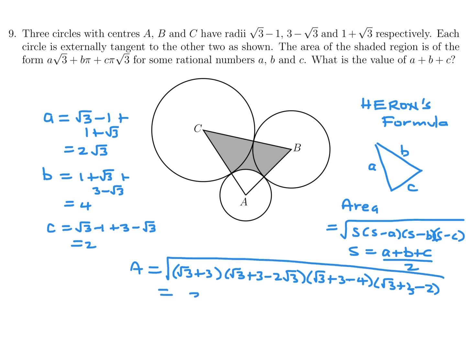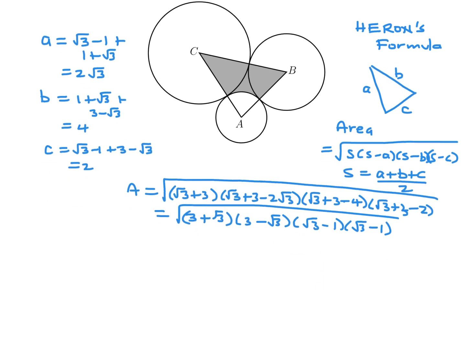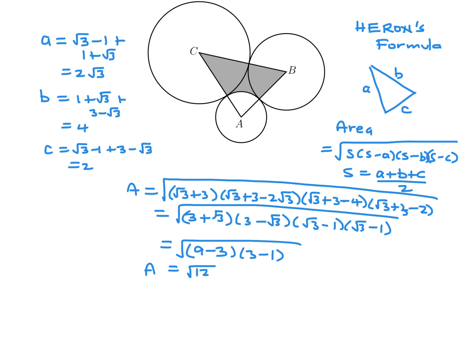And if I rearrange this, it'll be 3 plus root 3, and then if I do all the other ones, 3 minus root 3, root 3 minus 1, or root 3 minus 1. Okay, that's pretty decent. So this is basically 9 minus 3 times 3 minus 1, and that looks to me like 6 times 2, so that's root 12. Okay, the area is root 12. That's pretty good, actually. It didn't take that long.